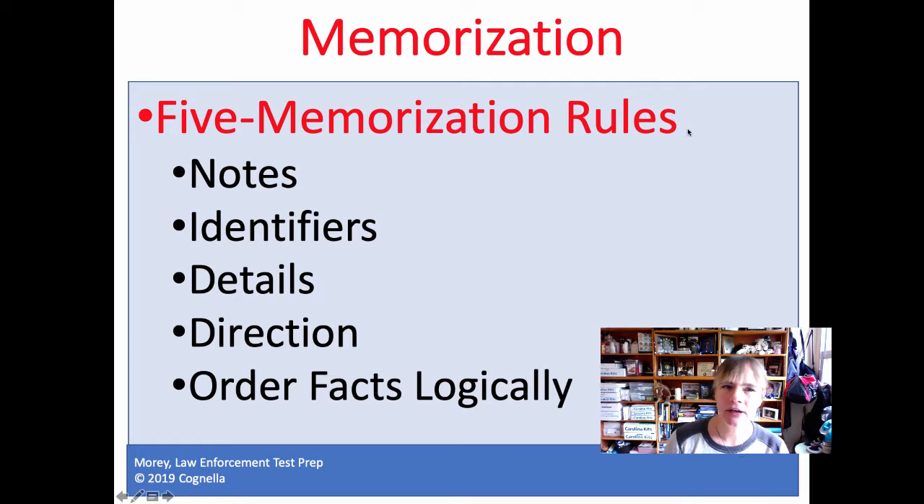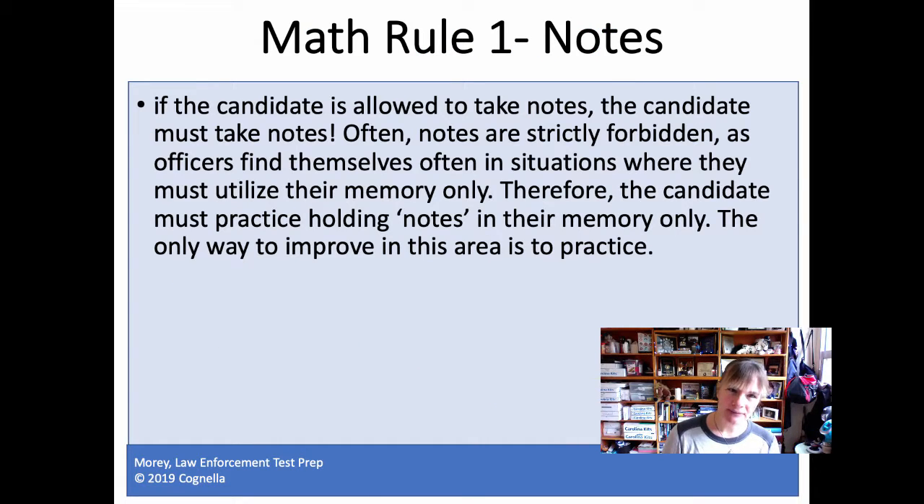All right, continuing on with memorization. There's 5 memorization rules that I like to look at. Take notes if you can. If you can write them down, especially if you can't, you take them in your mind, in your memory. You use identifiers, details, direction, and order facts logically. So memorization rule number 1, notes.